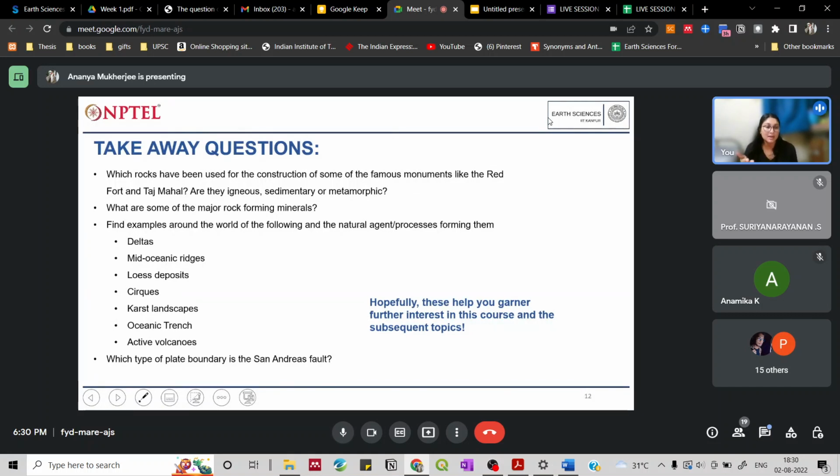Try to understand, over here I have asked which rocks are used for these. See what kind of rocks these are, and maybe also find out where in India they are found, and the different kinds of landforms that are suggested over here. You can find these out and try to gain more understanding of the processes, and also try to increase your interest in the subject itself, geology.